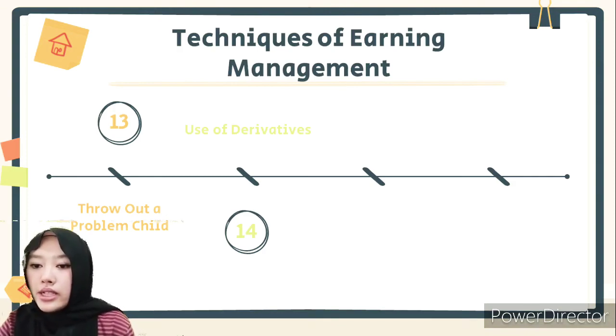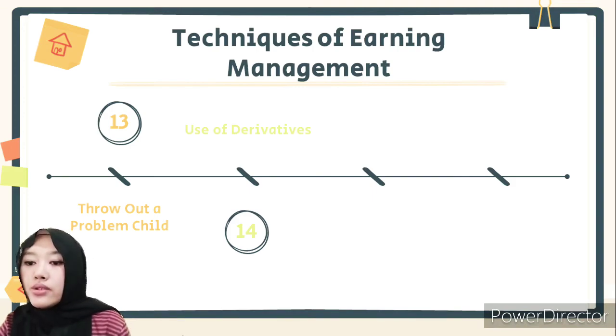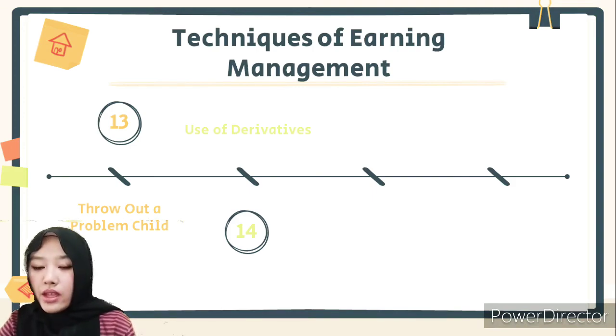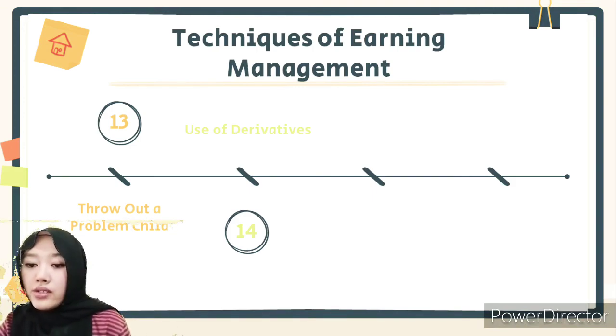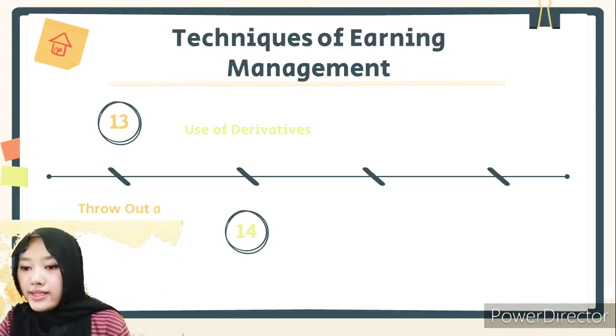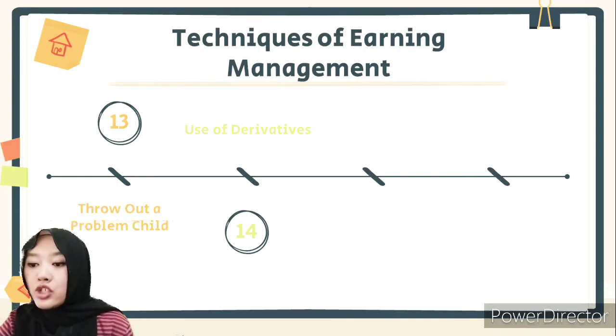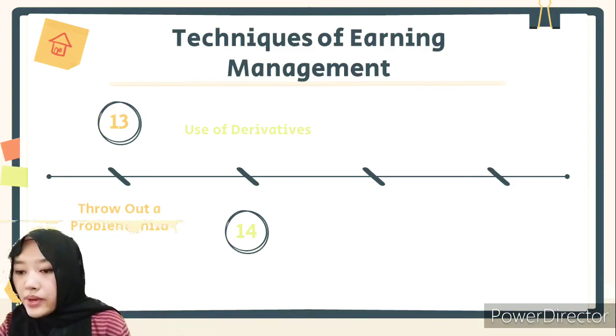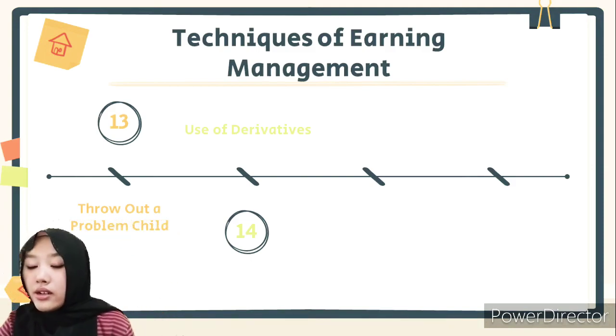And the last one is use of derivatives. As derivatives are financial instruments that derive their value from other assets, managers use them as a technique to manage their earnings by hedging against future business risk, like fluctuation in exchange rates, price changes, and commodity scarcity.